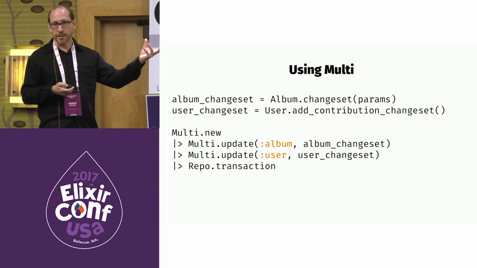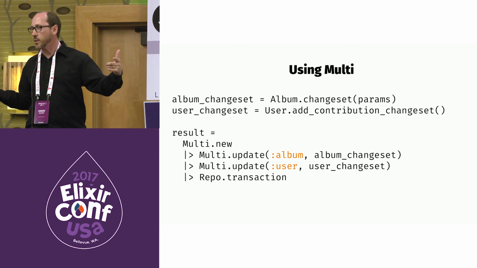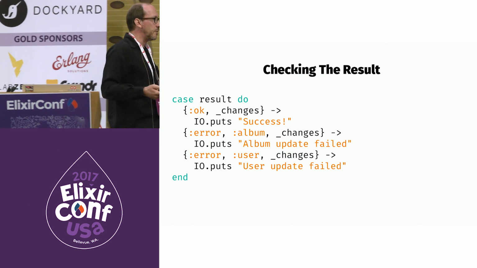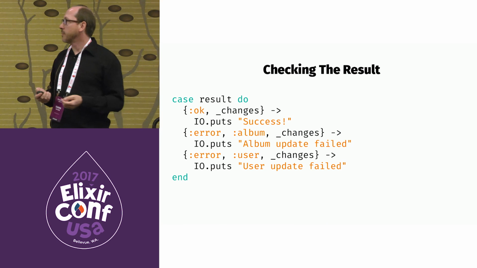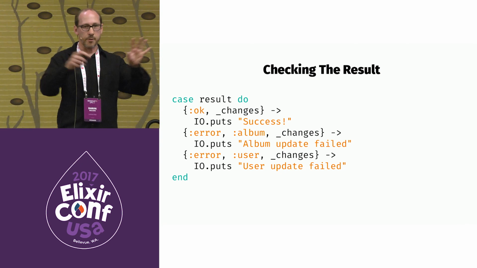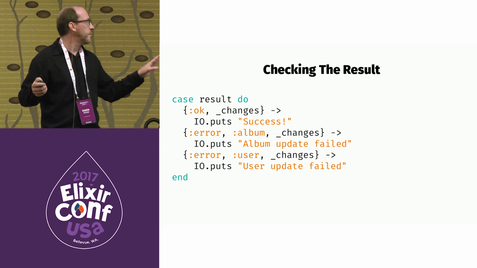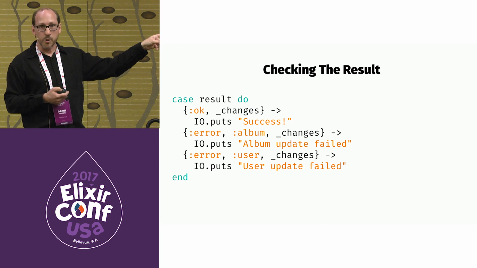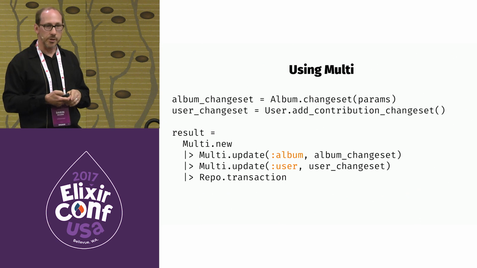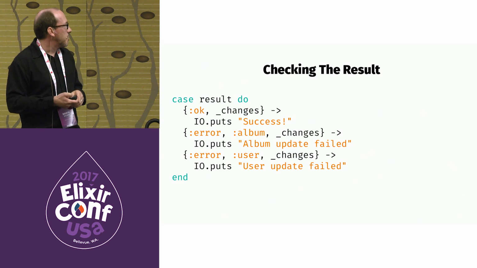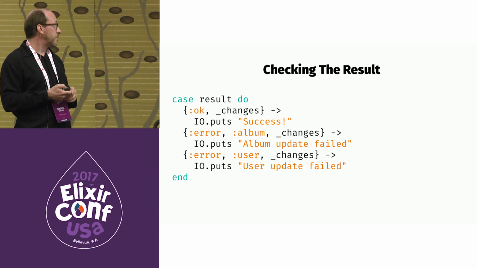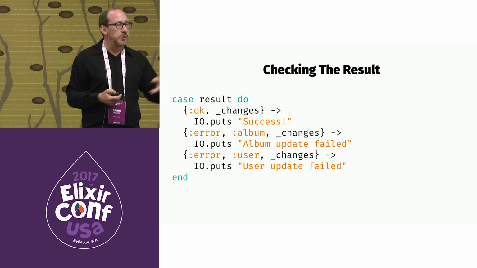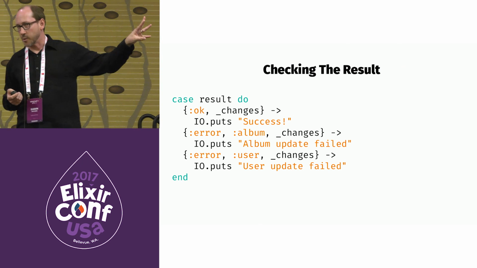So transaction can take an anonymous function like we saw before, or it can take a multi, and we can capture the result. Now once we have the result, we can pattern match on it to find out what happened. If the first part of the tuple is ok, that means everything went through and all is right with the world. But if the first part of the tuple is error, we can then look at the second part of the tuple to see which one croaked. That's what these original names are for. So in that first arrow clause, we can see that the album change set failed, so we'll print that out, or the user change set failed. So already, this cleans things up considerably.